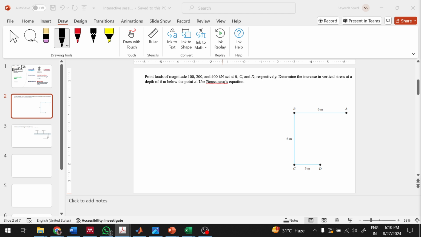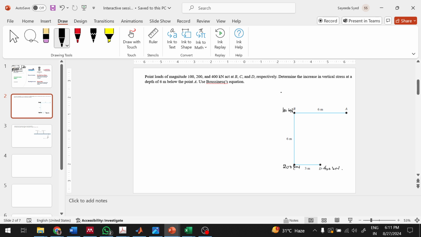So yeah. So we have a point load of magnitude 100 kilonewton at B, 200 kilonewton at C, and 400 kilonewton at D. Okay. Determine the increase in vertical stress at a depth of 6 meter below.